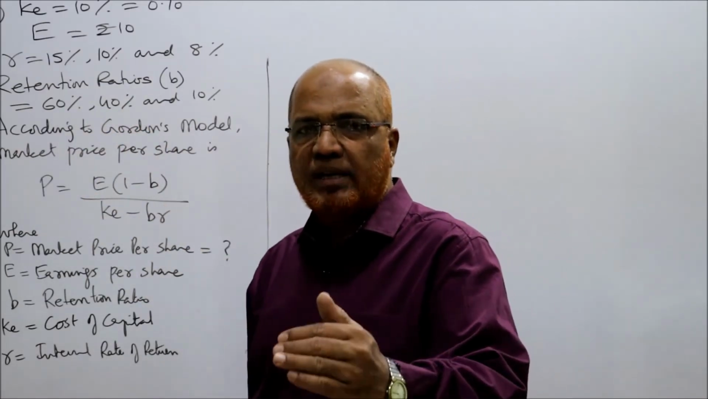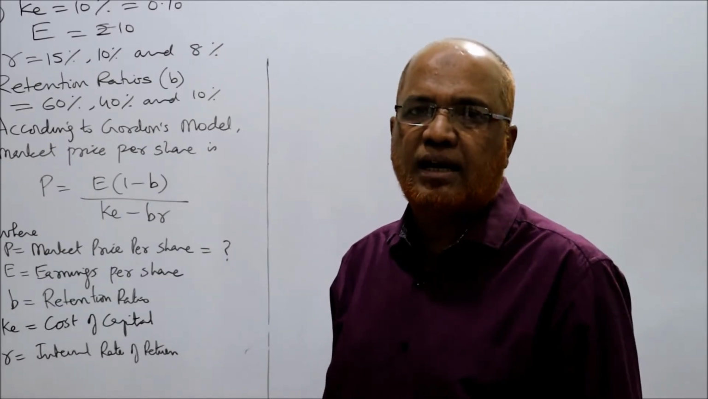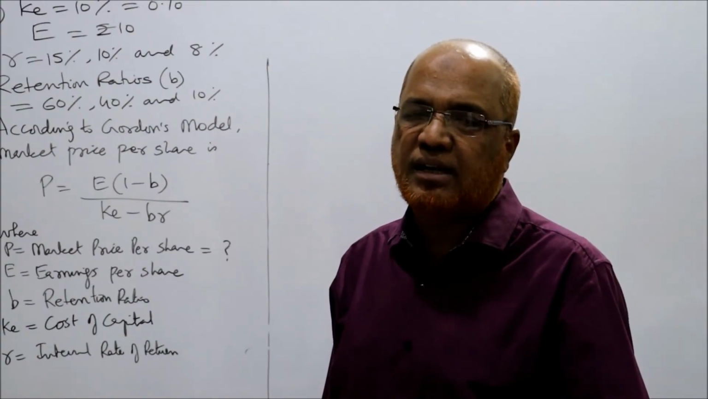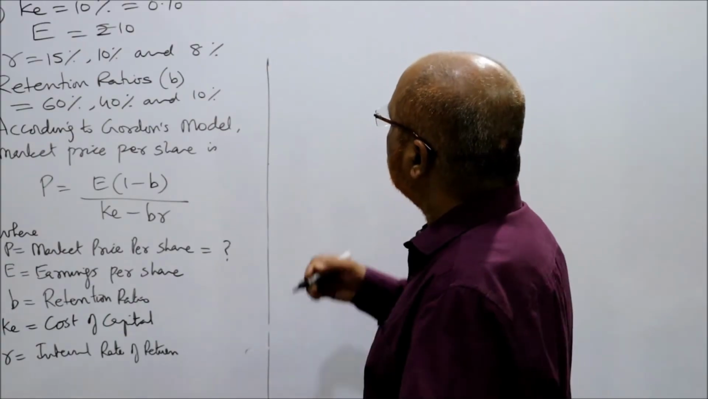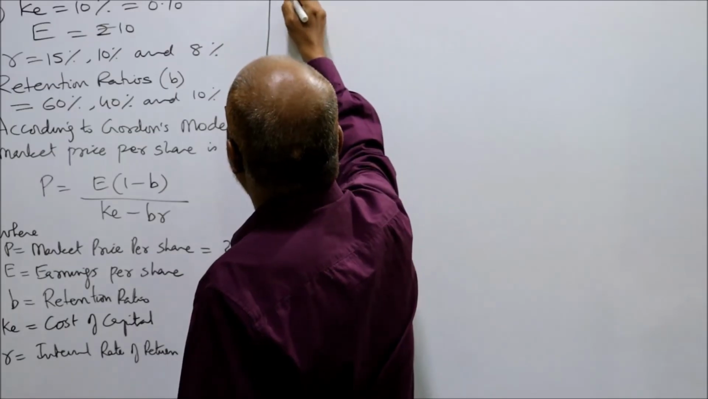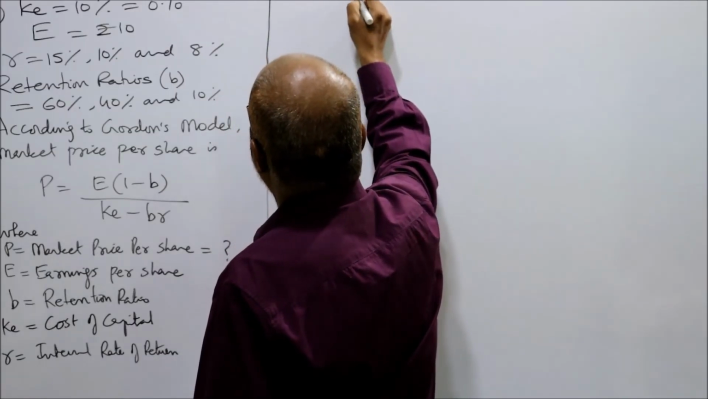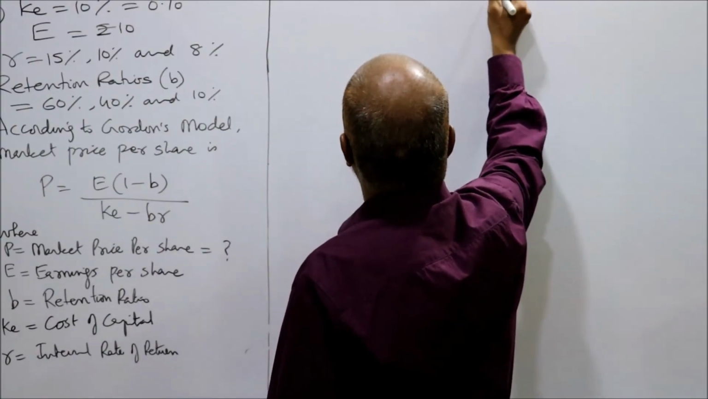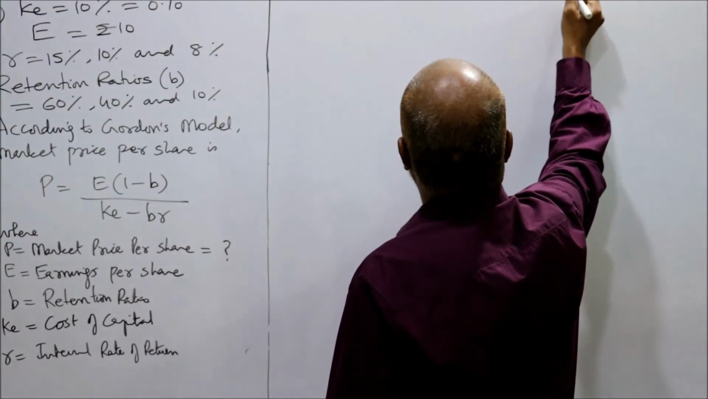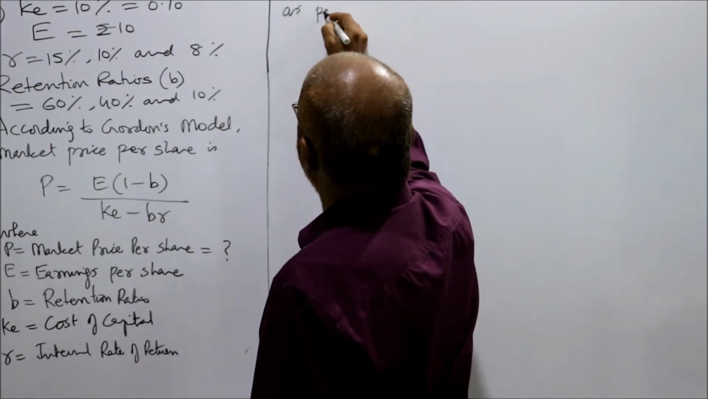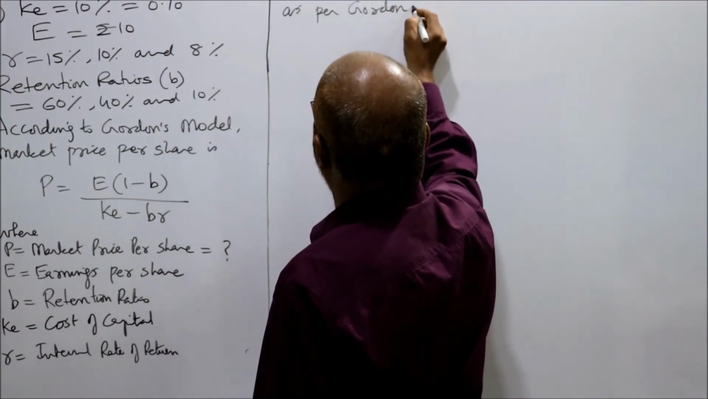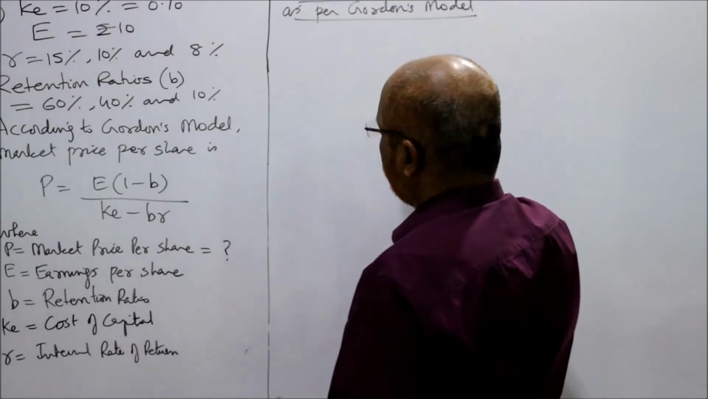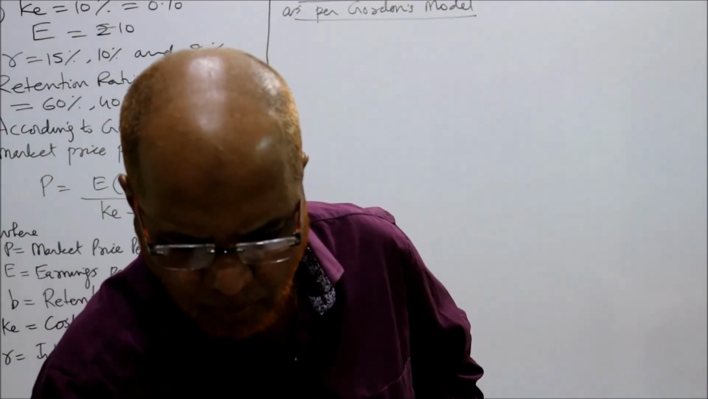Again, individually, separately we can calculate, or we can calculate in a tabular form. The easiest, time saving method is tabular form. Calculation of market price per share as per Gordon's model.